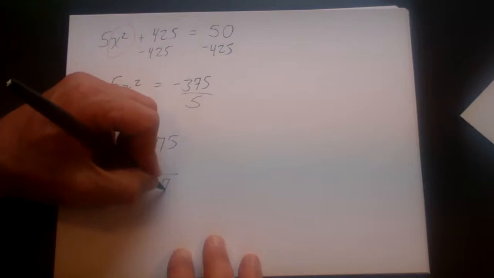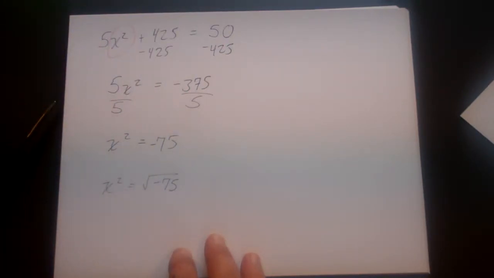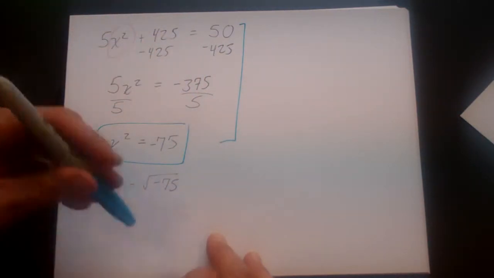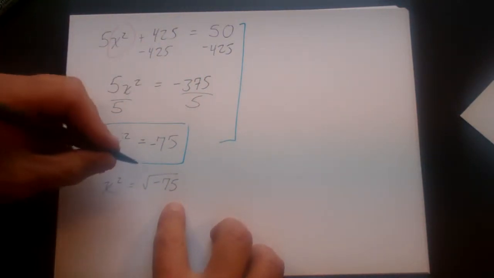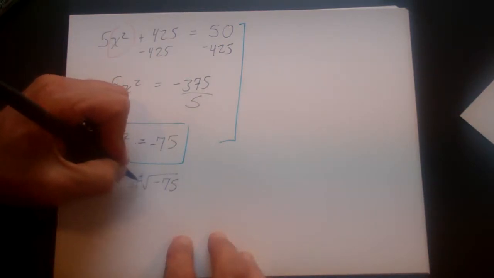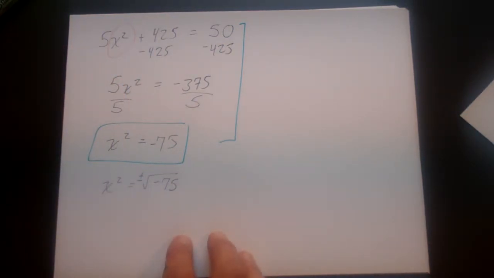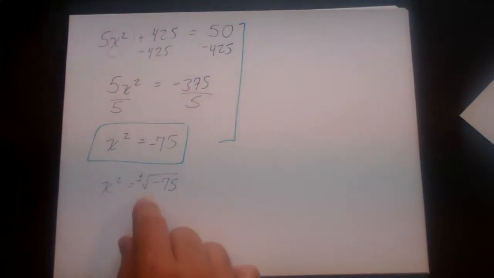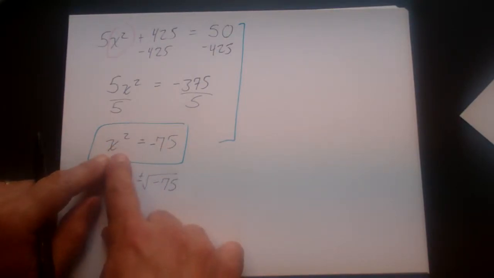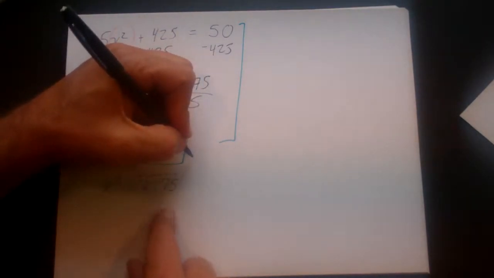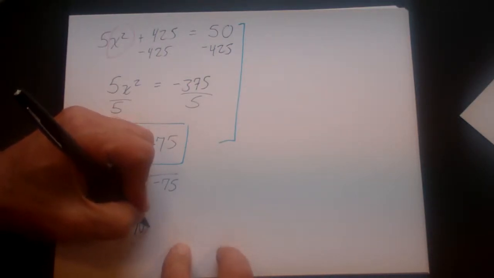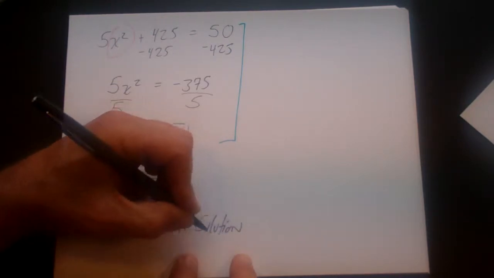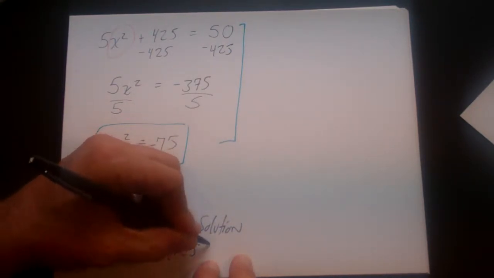So x squared is equal to minus 75. If you think about this, there are two steps to these problems. The first step is to isolate the x squared term, and the second step is to take the square root of both sides. When you take the square root of both sides, you want to add your plus or minus. Now the very first part of the problem was to solve for all real solutions. If they ask you for all real solutions, at this point when you have x squared equal to a negative number, you know there's no real solution. So part A is no real solution, or you can just abbreviate it NRS.